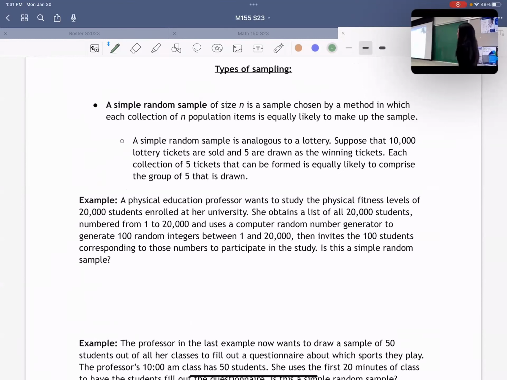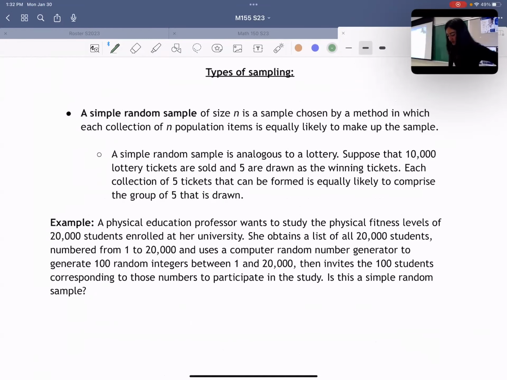Simple random samples are exactly as they sound. They're random. They're conducted using some sort of random method. Now this definition, it's a little bit too early to start throwing variables at you. Whenever I see n or something like that, I just cross it out and replace it with a number like 3. So a simple random sample of size 3, for example, is a sample where every collection of 3 population items is equally likely to make up the sample. So if I wanted a simple random sample of size 3 of this classroom, I would randomly choose 3 students to create the sample.